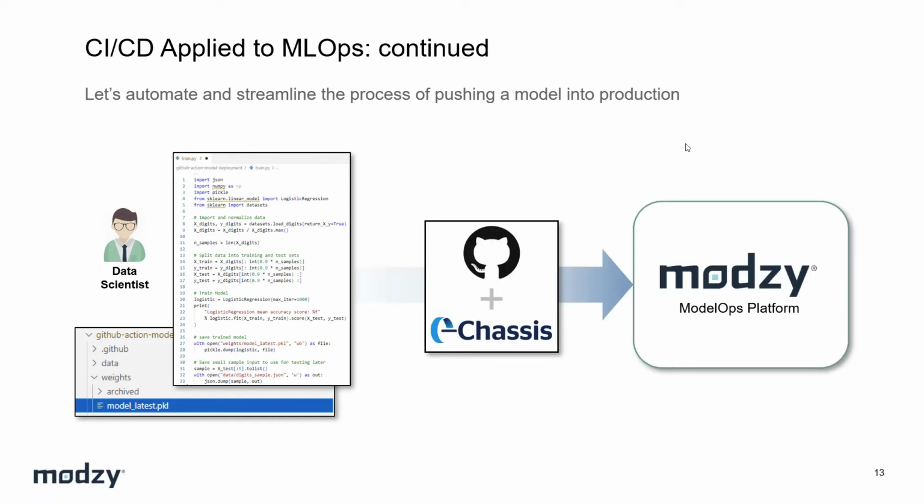And the way we're going to do that is via this integration we've built that leverages GitHub Actions and GitHub Workflows and ChassisML, which is an open source auto containerization tool, to take some Python code, some files, and deploy that all the way through to Modzy. Now, before I dive in, let me kick this off locally, and I will walk through the process with you guys live.